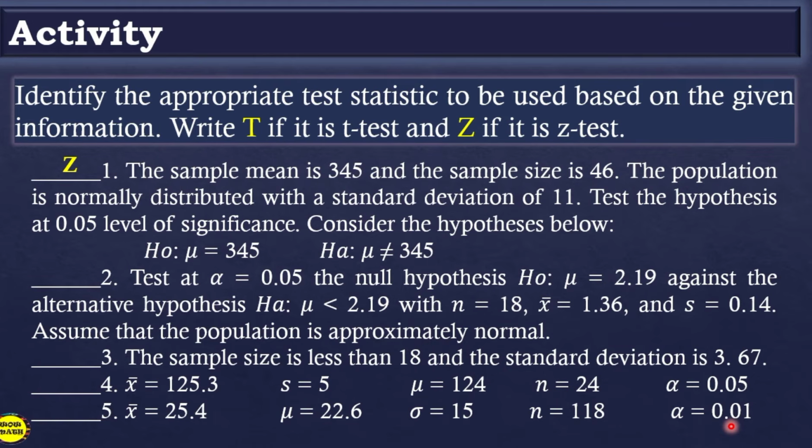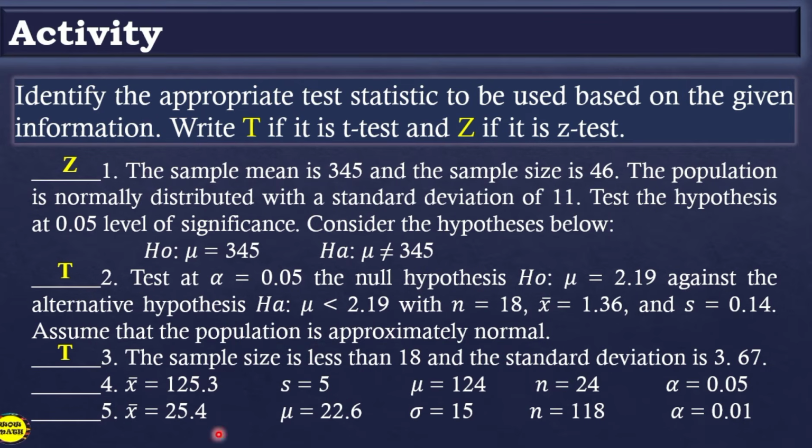What will be the sample size? The sample size is 18 and given the sample standard deviation. So this is T. Number 3, the sample size is less than 18 and the standard deviation is 3.67. Since the sample size is less than 18 and your sample standard deviation is 3.67, that is T.